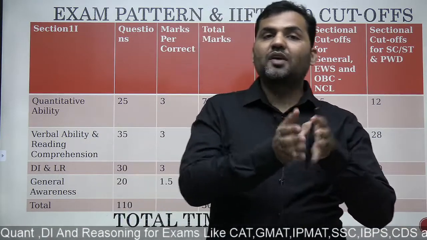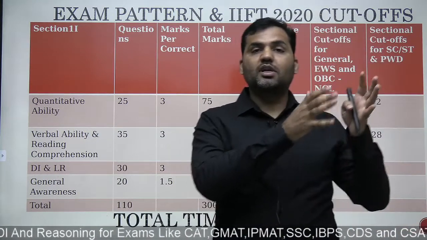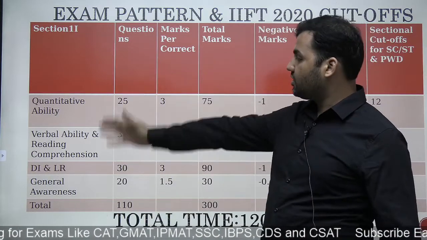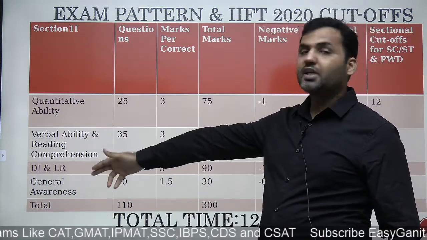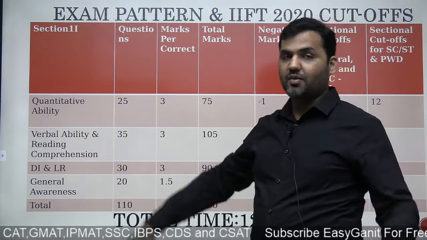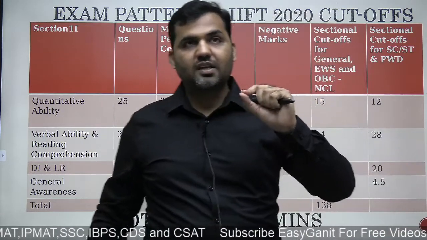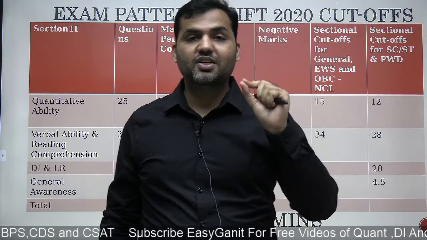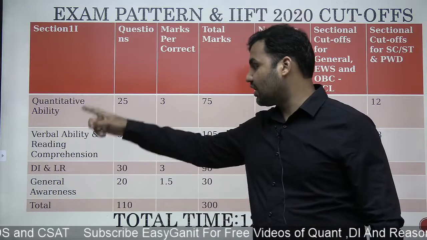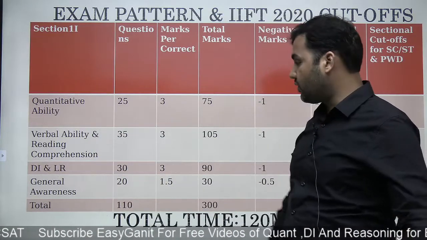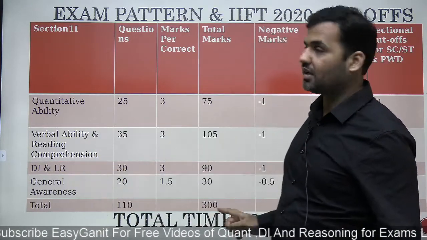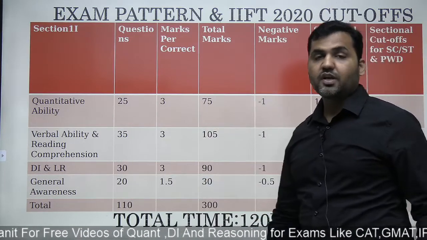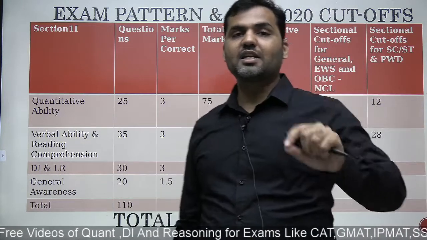Earlier, IIFT used to have 6 sections and you were supposed to clear the cutoff in all 6 sections. But from last year, they have changed the pattern and now you have 4 sections and you have to clear the sectional cutoff. Now, the most important factor of the IIFT exam is that you are supposed to clear the sectional cutoff, right? All 4 sections should be cleared. It's not that if you don't know general awareness, you'll get 0 marks in general awareness and then get marks in the other 3 sections and clear the overall cutoff. That will not work. You'll have to clear the sectional cutoff.